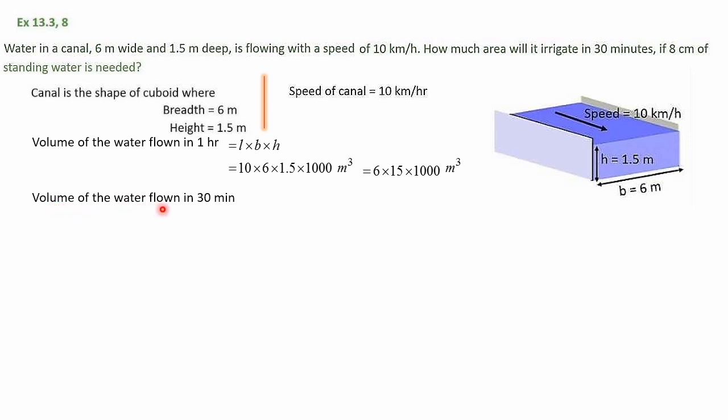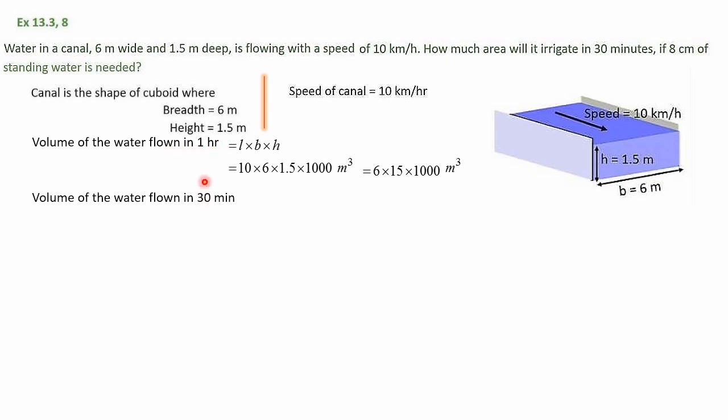Next, the volume of water flown in 30 minutes. That is what we have to calculate. How much area will it irrigate in 30 minutes? Then we need how much volume of water will be available, will be flown in 30 minutes. So water flowing in 1 hour is this much quantity. Volume of water flown in 30 minutes is half of this 1 hour quantity.